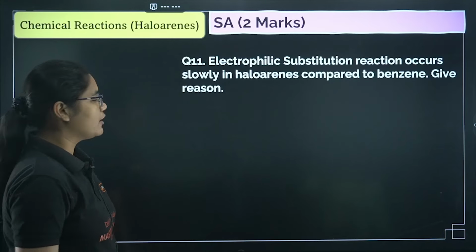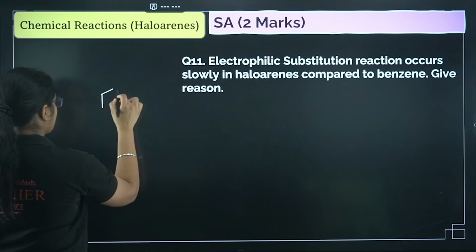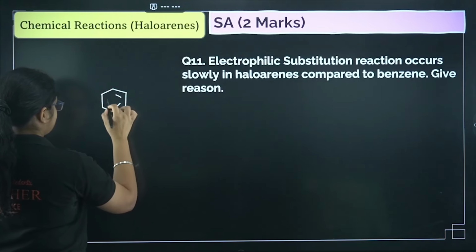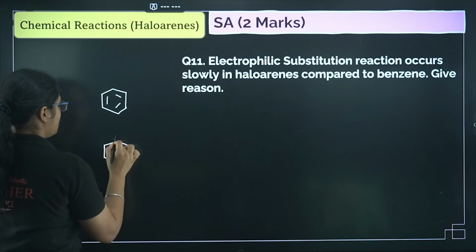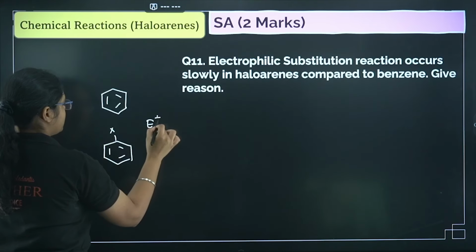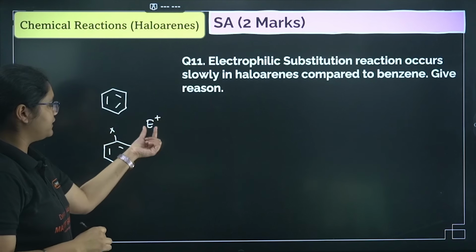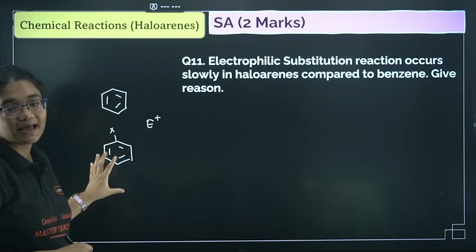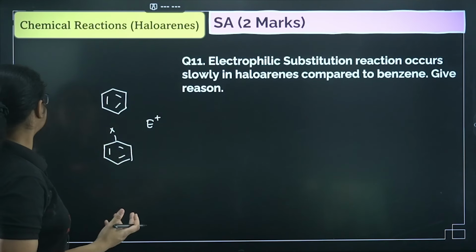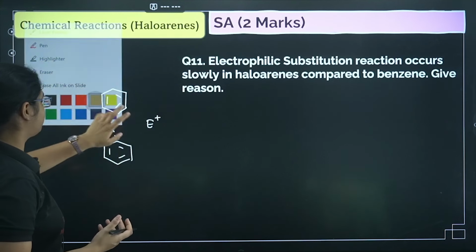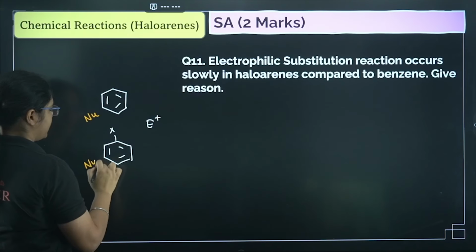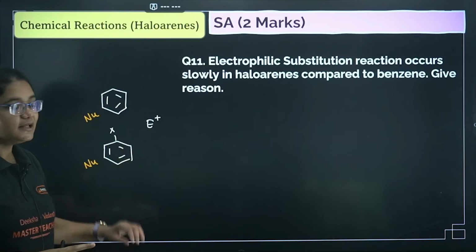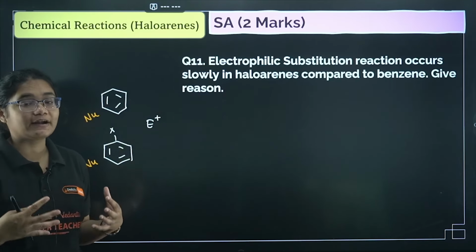Give reason. So now you see, we have this benzene ring, and we have this haloarene, and you have this electrophile. Now the question is saying that this electrophile will react faster with benzene than with haloarenes. What is the reason for that? Now see, for reaction with an electrophile, the ring must be a nucleophile.